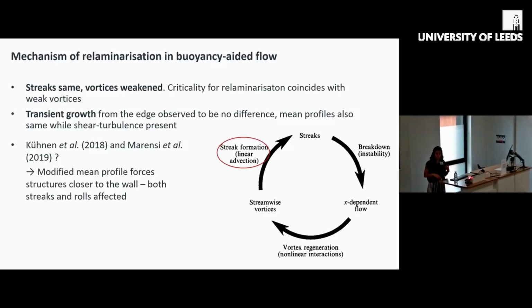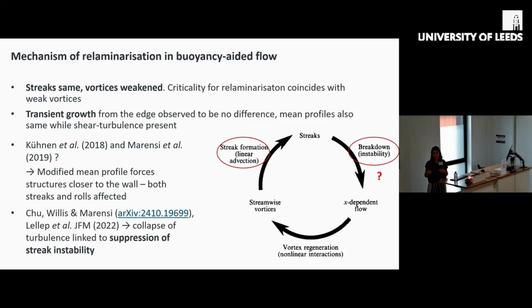So in those cases, instead, we saw that the mean profile was modified by the different control methods that they used. So in that case, it makes sense that it is the transient growth that is affected, so this leg here. However, this is still very much an open question, so I will not go into this, but some of our recent work suggests that even in that case, the relaminarization can be more closely related to the suppression of the vortices due to a suppression of this streak instability.